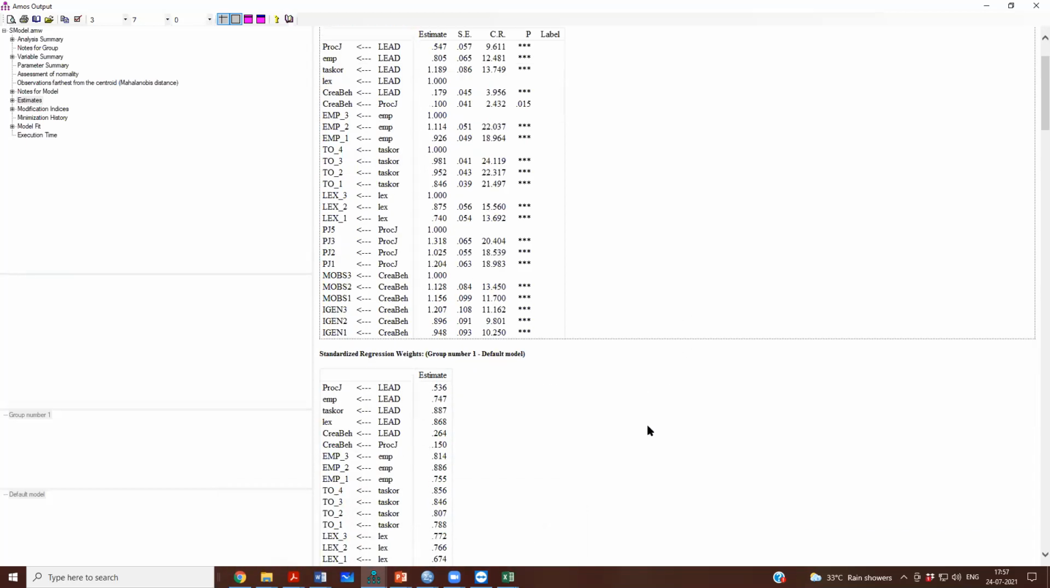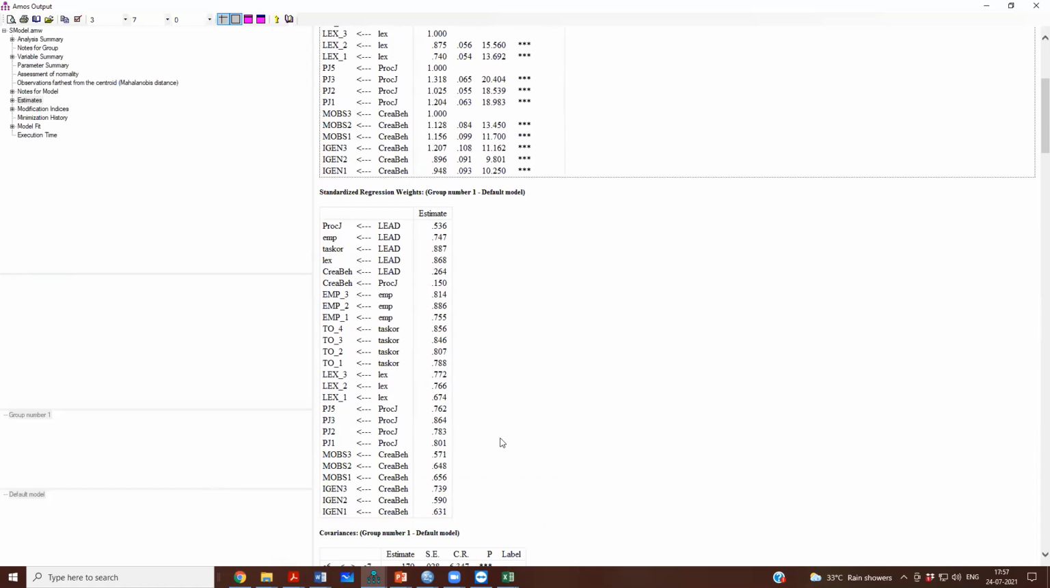So now what is going to be our indirect effect? And also let me write down the standardized coefficient. The standardized coefficient of A is 0.536, and B standardized is 0.150. This is the B and this is A.